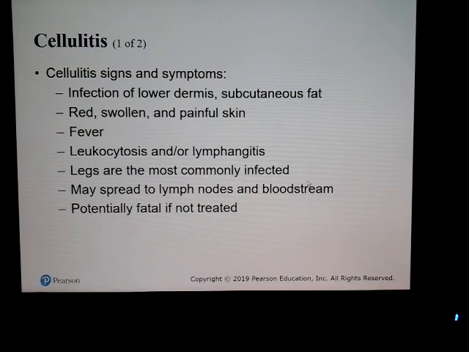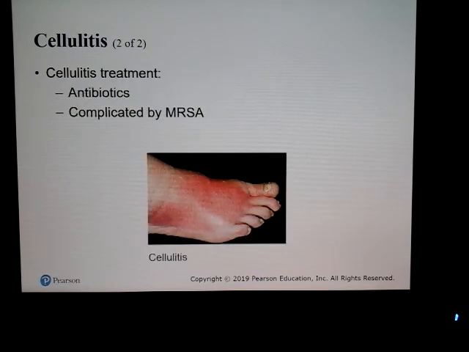Cellulitis, some of you may have heard of, again, caused by staph. Infection of the lower dermis, subcutaneous fat. Very red, painful, swollen, etc. And here is a good example of cellulitis. You can see how swollen the foot is. Again, it's sub-Q, and a lot of reddening there.